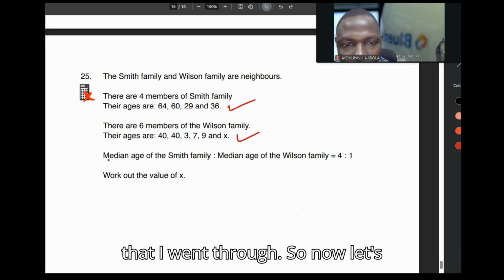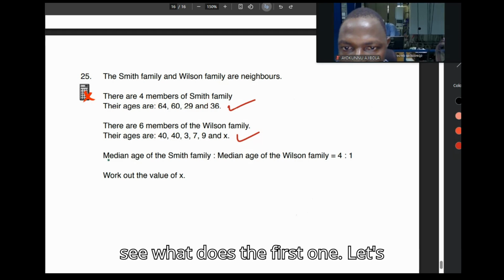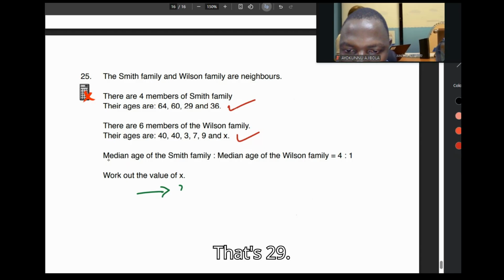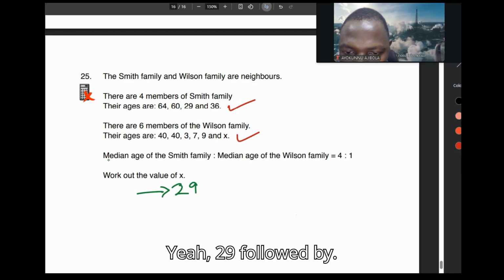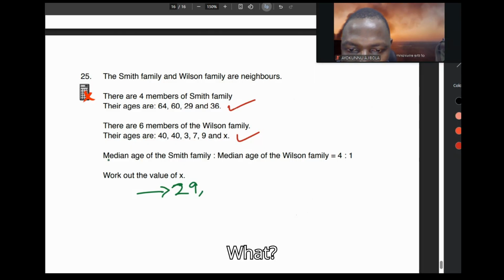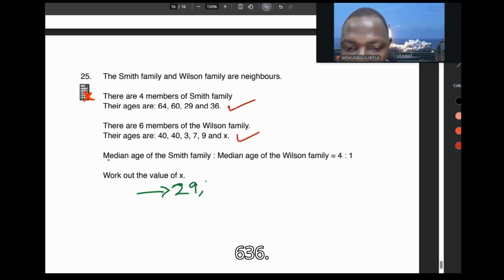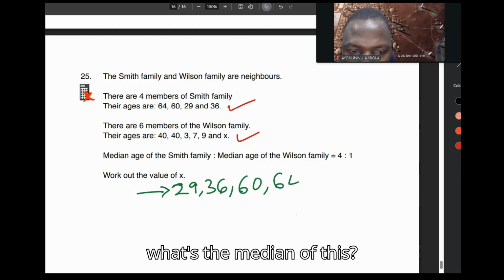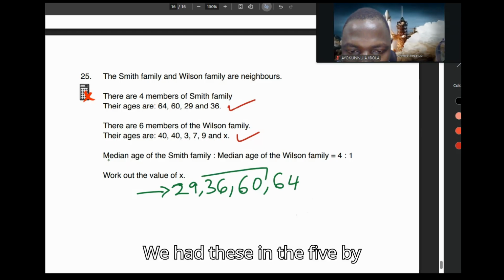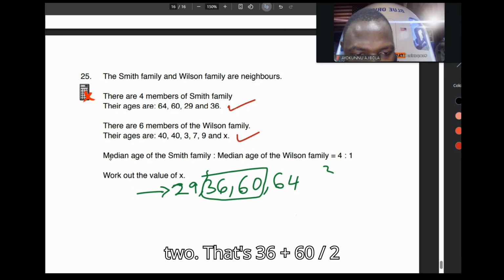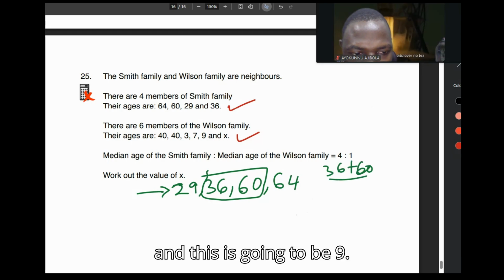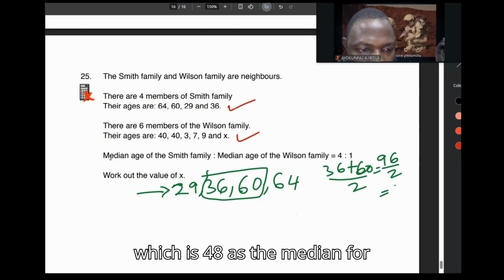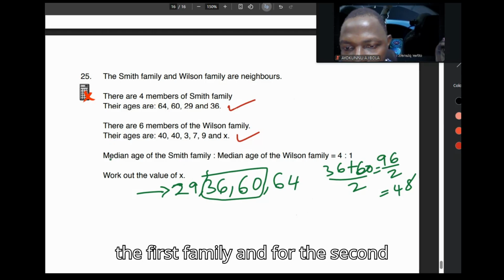So now, let's see. What is the first one? Let's arrange the first group. That's 29, followed by 36, then 60, and 64. So what's the median of these? We take the middle two and divide by 2. That's 36 plus 60 over 2, which is 96 over 2, which is 48 as the median for the first family.